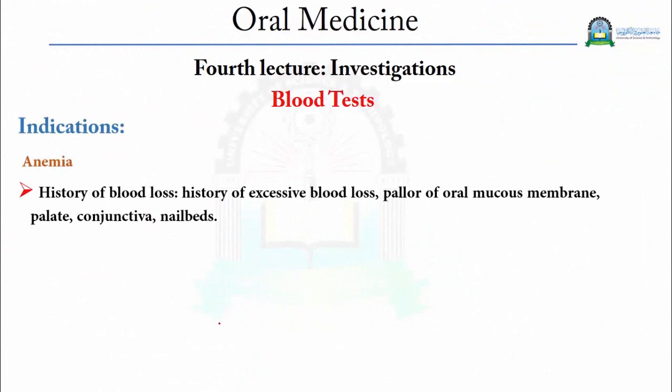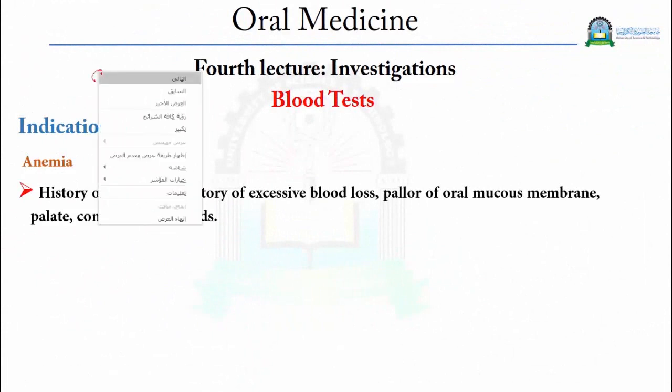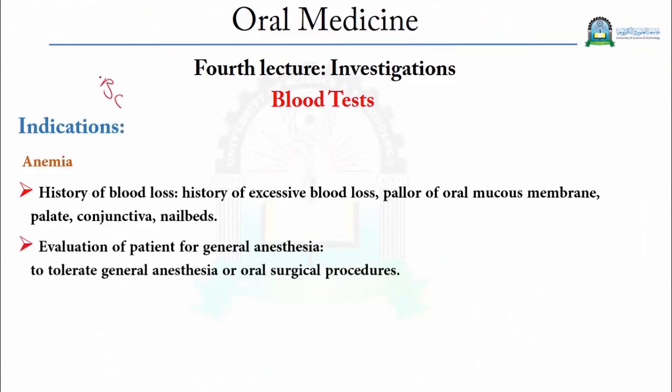Indications of CBC: when should we order a complete blood count test? When we have a doubt that the patient is anemic. So it is an important indication to order CBC when you think your patient has anemia. The history of blood loss can lead to anemia.